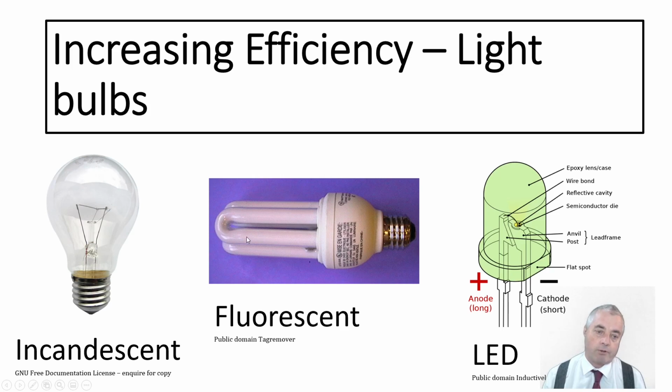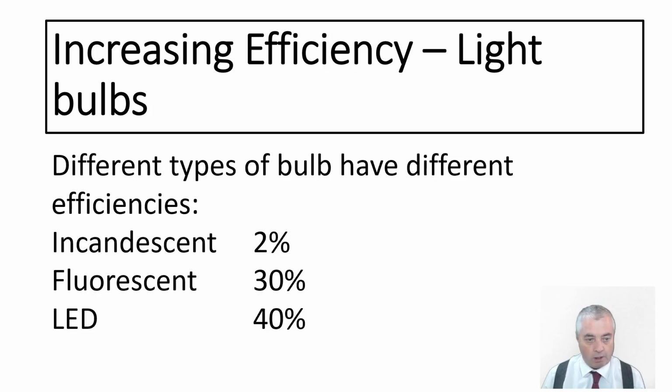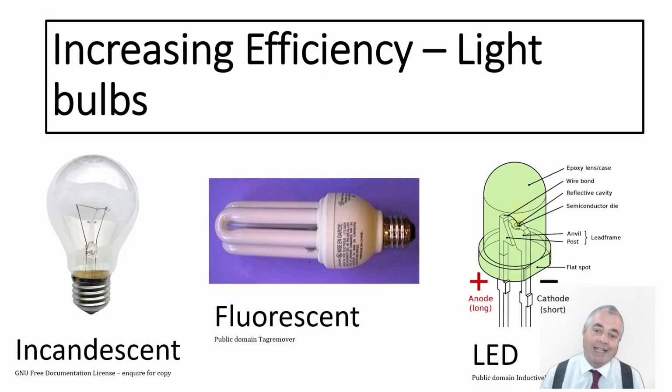When the electricity passes through, the mercury vapour gives out ultraviolet light, and then there's a coating on the inside of the glass. This white colour here is a coating that absorbs the ultraviolet light and emits visible light instead. It fluoresces, and that's why it's called a fluorescent light. And if we go back to the data about efficiency, a fluorescent light is 30% efficient. It's much better than an incandescent lamp. But an LED, which uses electronics to produce the light, is even more efficient. That's even better.